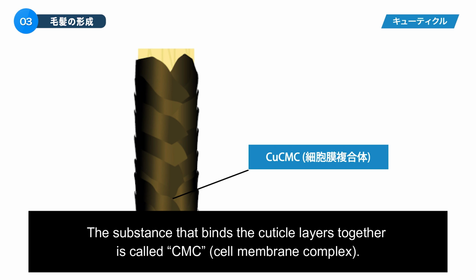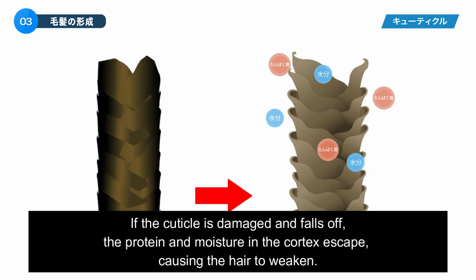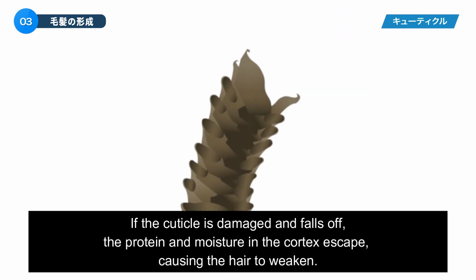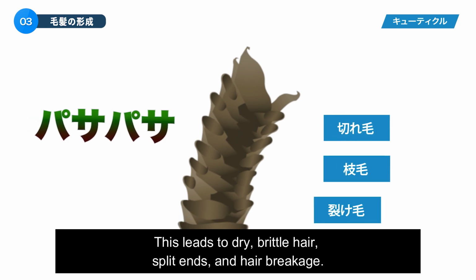The substance that binds the cuticle layers together is called CMC, cell membrane complex. If the cuticle is damaged and falls off, the protein and moisture in the cortex escape, causing the hair to weaken. This leads to dry, brittle hair, split ends, and hair breakage.